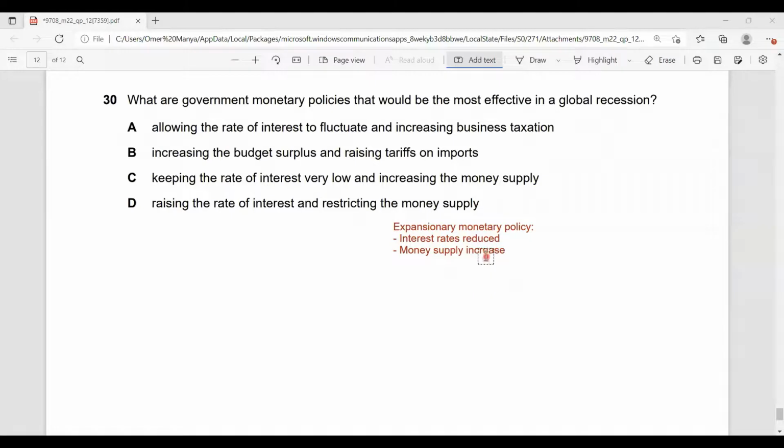These two actions will encourage more consumption, more investment, less savings, and will actually kickstart the economy, encourage the aggregate demand to shift to the right and economic growth, which should hopefully reverse the effects of the recession. So we're looking for these actions, which is why the answer is C, keeping the rate of interest low and increasing the money supply.